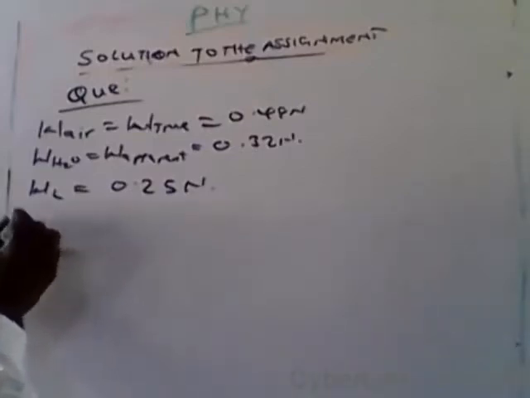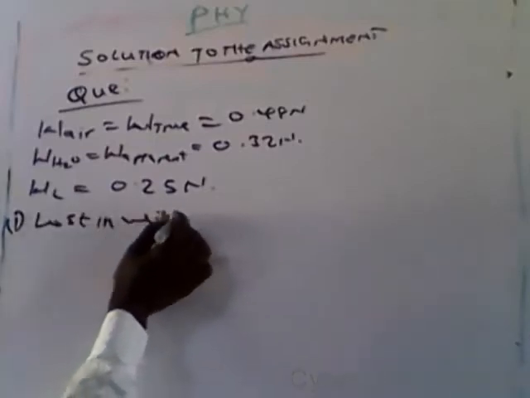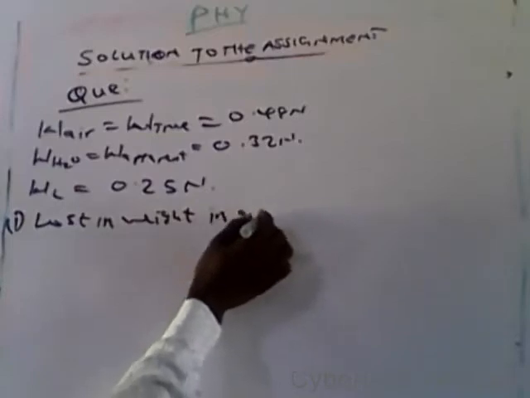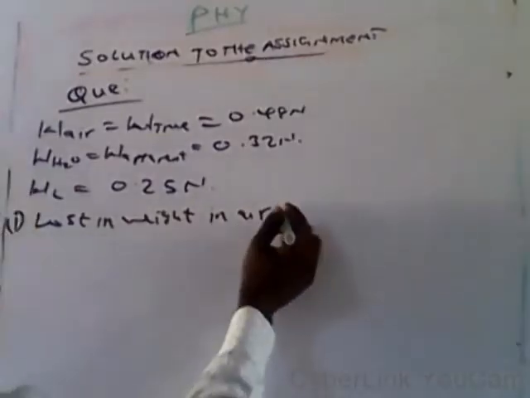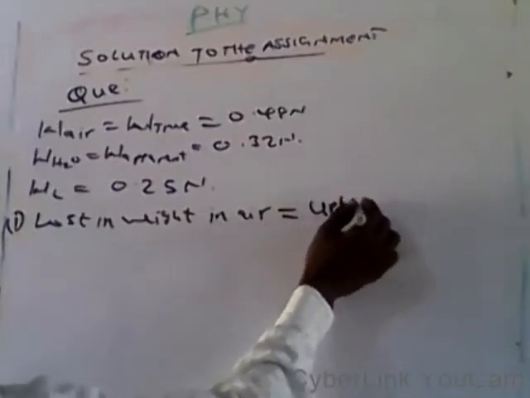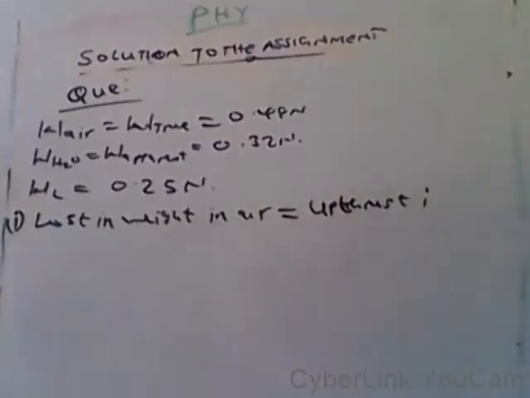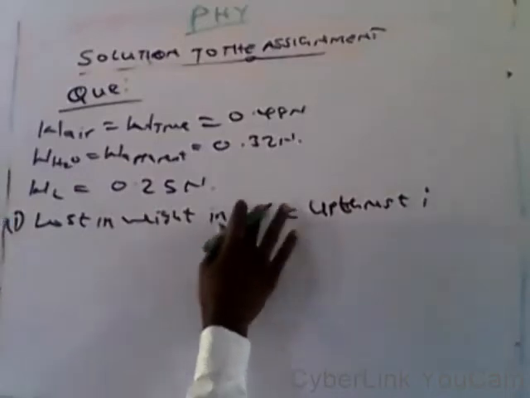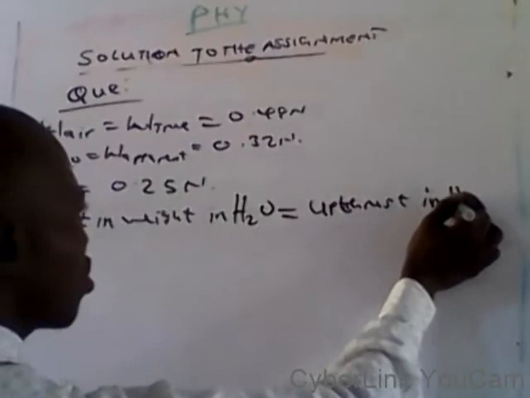Roman figure 1. How do you calculate loss in weight? Loss in weight in water, not in air, in water, is what we call upthrust. That's upthrust in water.